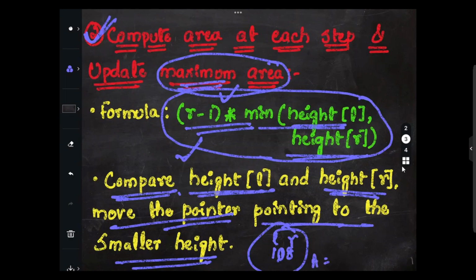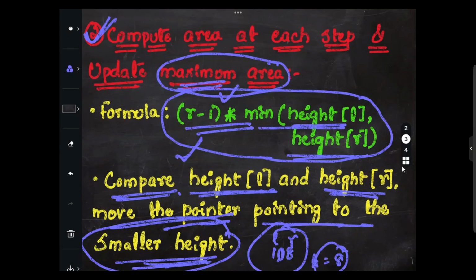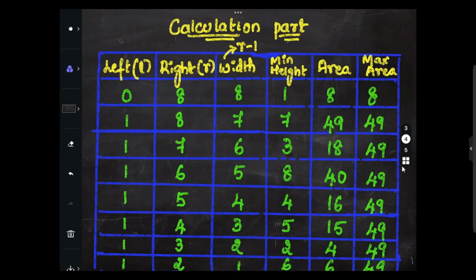So in this case we have 8, right? 8 into 1 will be 8. We have to compare height of L and height of R and move the pointer pointing to the smaller height. This is very important. That is the reason we got 7 into 7, 49 here. We didn't consider the height of this one, 8. Instead we considered this one, 7. We moved the pointer to the smaller one. So I hope this is clear. Let's move on with the calculation part.